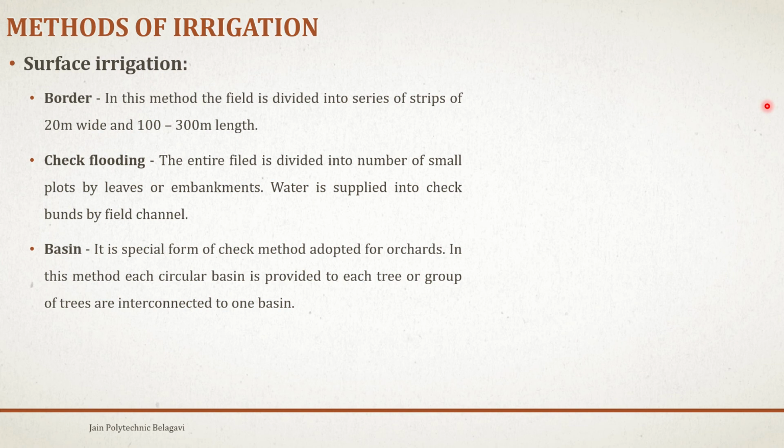Only in some areas will they be harvesting these crops or the flowers. In this method, a circular basin is provided to each tree, or a group of trees is interconnected to one basin.